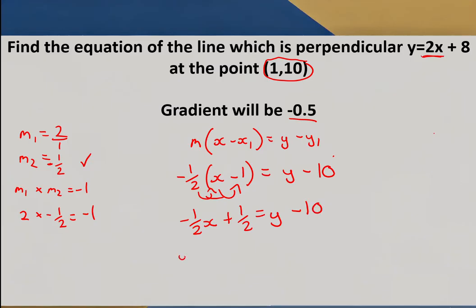The last part, to get y by itself, I need to add 10. So if I add 10 to both sides, it will be 10 plus a half, which will be 10.5. So I could write it as plus 10.5, or I could write it as 21/2.